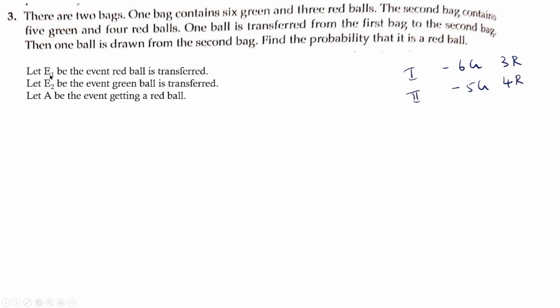So here we have taken E1 as the event, red ball is transferred. It means E1 is getting a red ball from the first bag. So probability of E1 will be 3 by 9, which is 1 by 3. Then probability of E2, getting a green ball, is 6 by 9, which is 2 by 3.